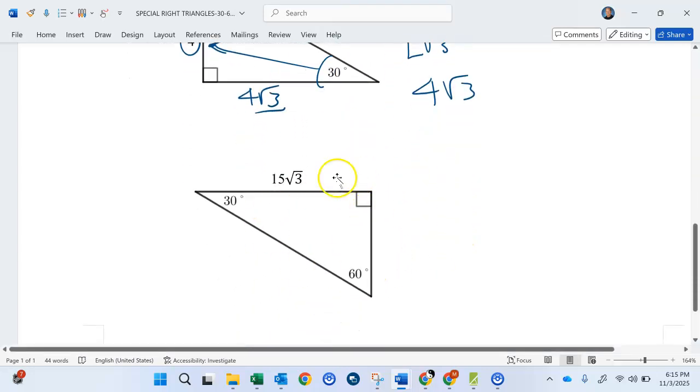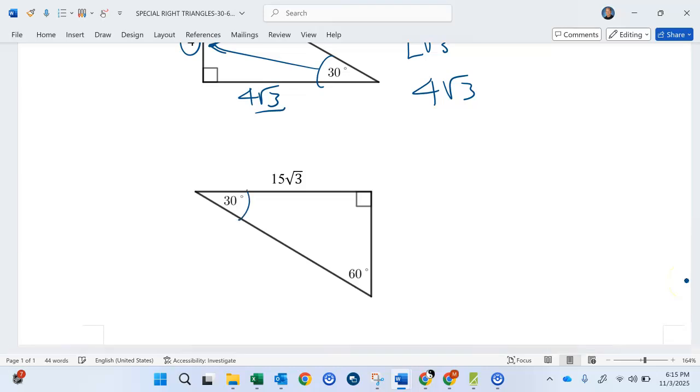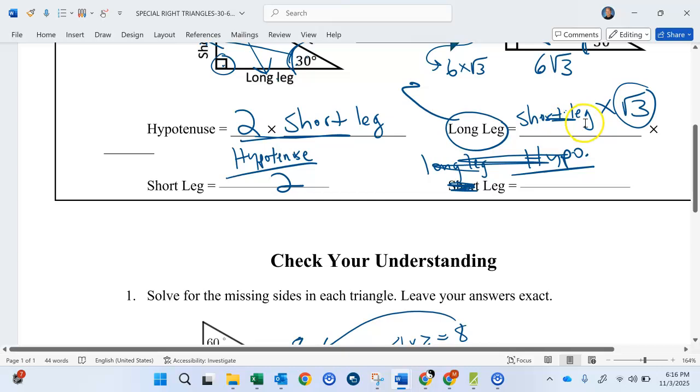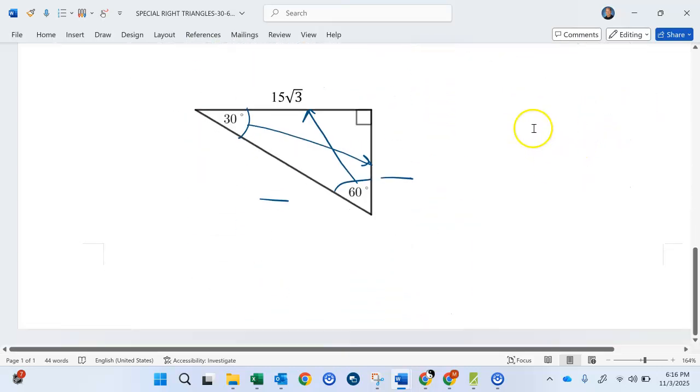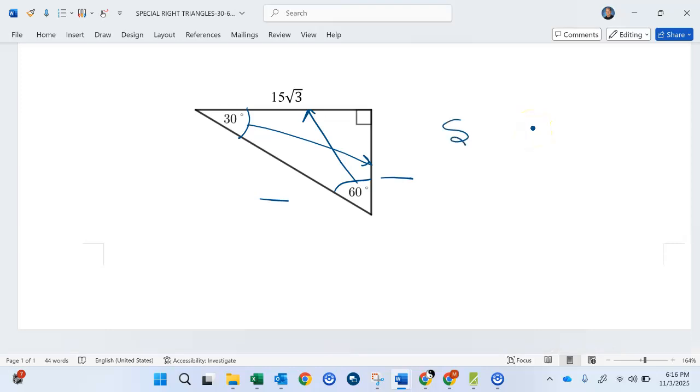But now I'm going to give you a little bit more challenging one. Here we have 30 and 60, but we have this 60-degree side, right? So we know that we're trying to find this side over here and the hypotenuse. Well, we know the 60, the long leg, is going to be 15 root 3. But what do we know about getting the long leg? We know the long leg is equal to the short leg times root 3, right? So that means we're going to put the short leg, maybe S, times root 3 is equal to the long leg. Maybe write it like that.